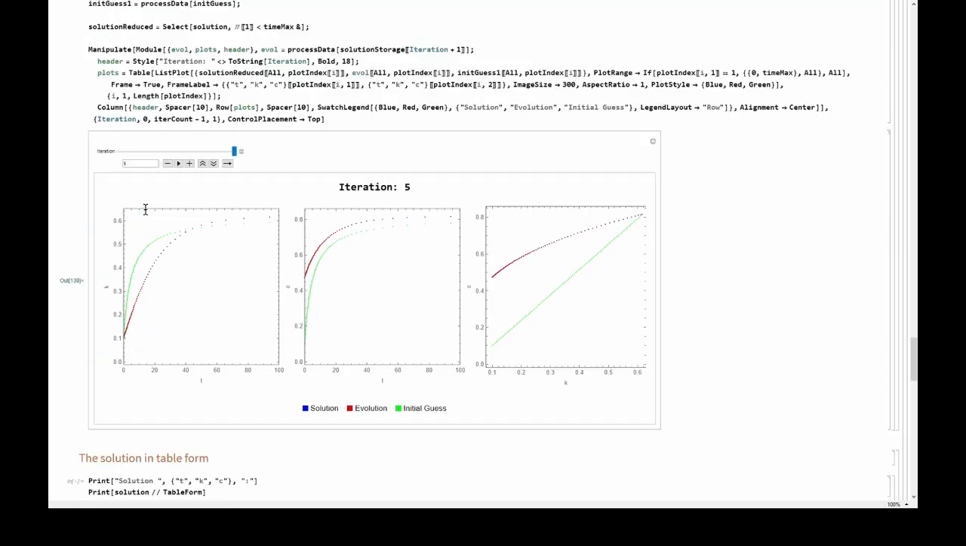And this is basically it. This is solving the Ramsey-Cass-Koopmans model using the relaxation algorithm.